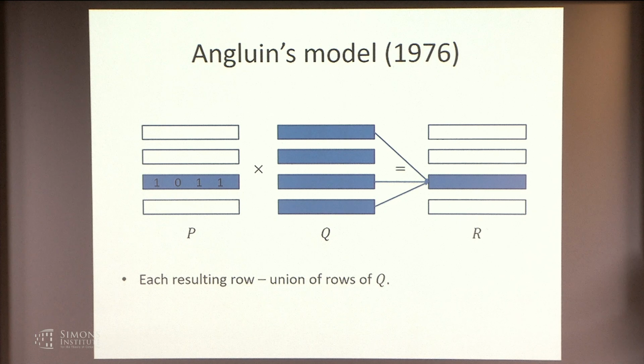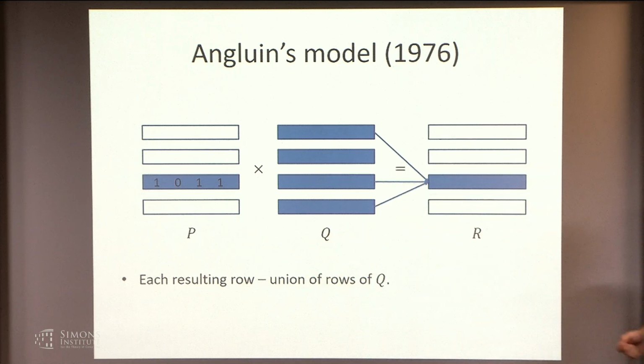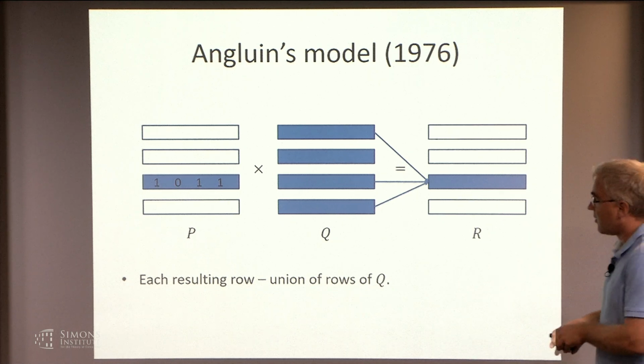The first one to try to capture what could be a model for combinatorial algorithms was Angluin in '76, and she defined the following model, which I will try to describe, and we extend this model in various ways. She takes as a paradigm that I have these matrices P and Q, and I'm trying to compute the resulting matrix. How can you get it?